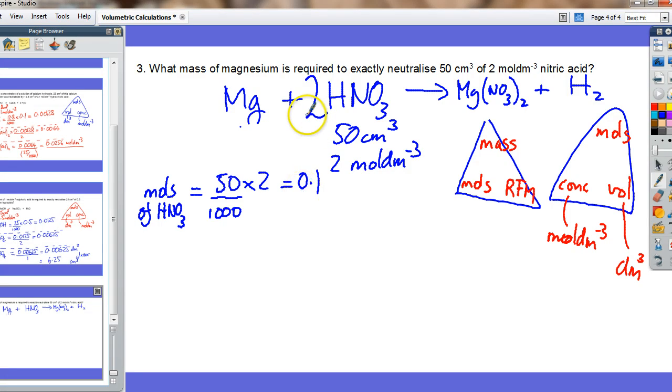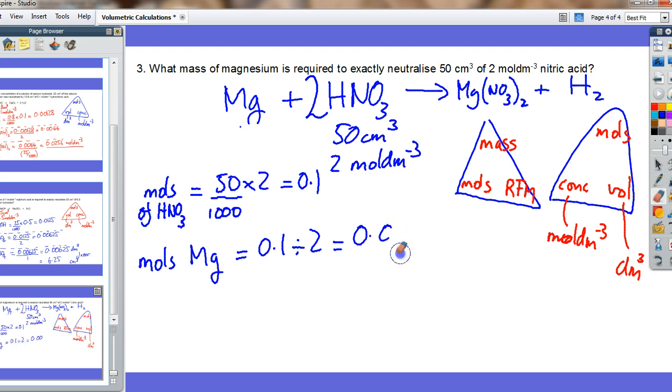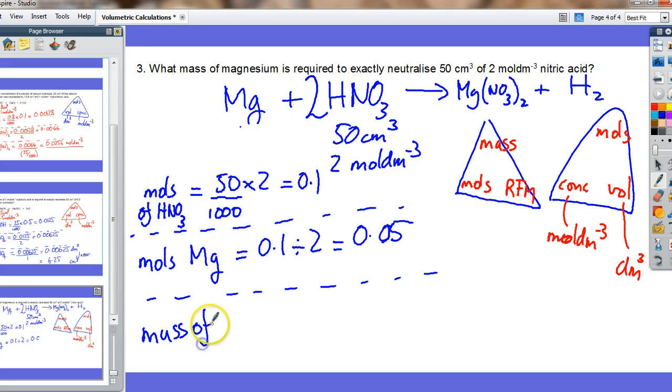Okay, but using the 2:1 ratio we can see that moles of Mg is 0.1 divided by 2, which comes out as, in fact, 0.05. So that's the second part of our calculation done. We now need to finish it off. So the question has asked us for the mass of Mg.